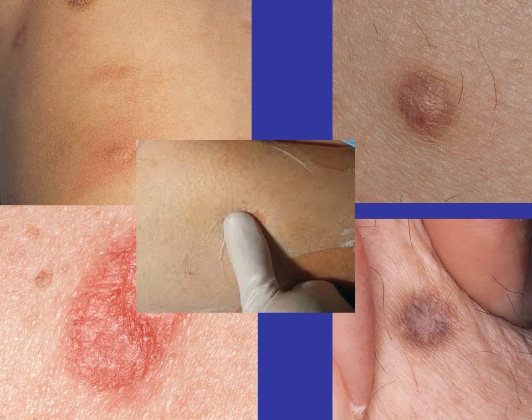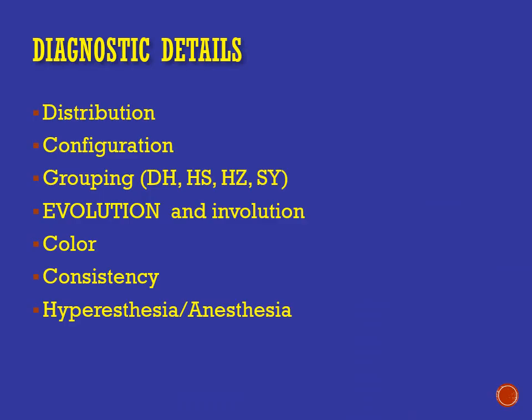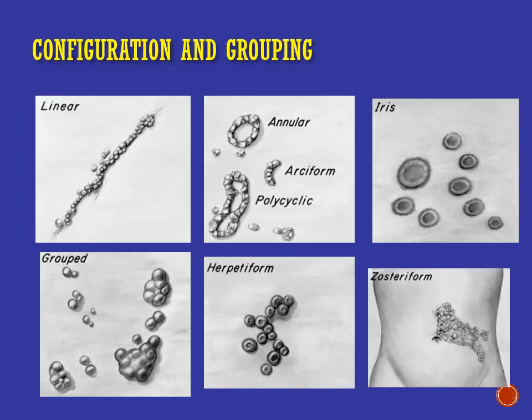Nikolsky sign, seen in pemphigus vulgaris, causes dislodgement of the superficial epidermis when you do a lateral sliding pressure. The Asboe-Hansen sign is another sign in pemphigus in which you put pressure over the blister, which causes the fluid to go to the normal part of the skin. Remember that we must note the distribution, configuration, grouping, the evolution and the involution, the color, consistency, and the sensation of the skin to note the diagnosis.